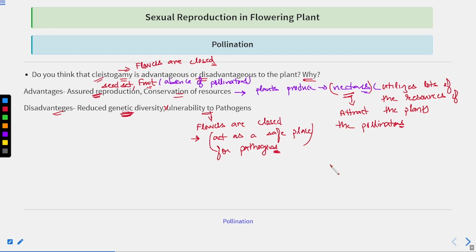So now we'll end this lecture and we'll continue with the rest of the topics in the other lecture. So what were we talking about? We were talking about pollination and different kinds of pollination. So we started with autogamy first, and then we discussed chasmogamy and cleistogamy, and the rest of the topics we'll discuss in the next lecture.